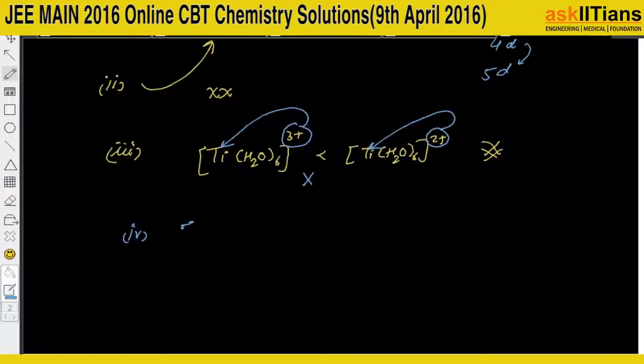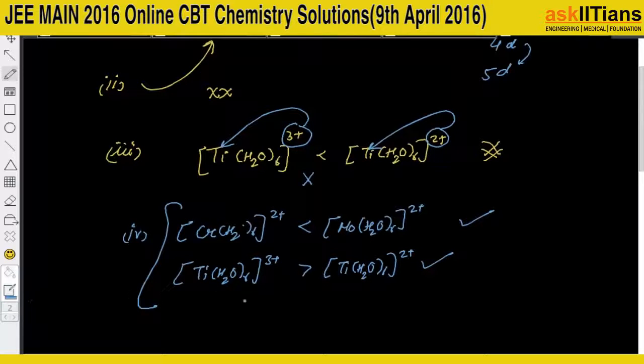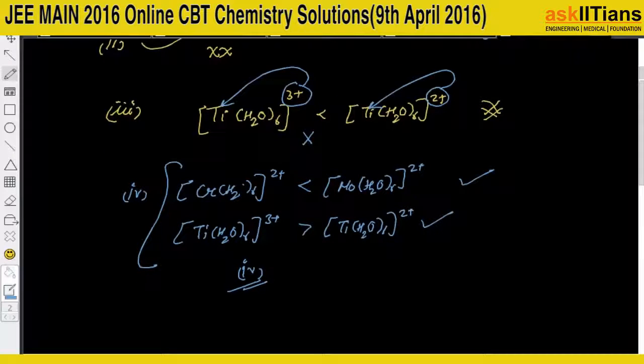Now let me look at the fourth option. The fourth option says that [Cr(H2O)6]2+ is less than [Mo(H2O)6]2+. A very good statement, fine enough, because as we move down the group, delta O value increases. And another thing it says is that [Ti(H2O)6]3+ is greater than [Ti(H2O)6]2+. Again, this is the correct statement. So I can say option number D will be the correct option for this particular question, number 22.